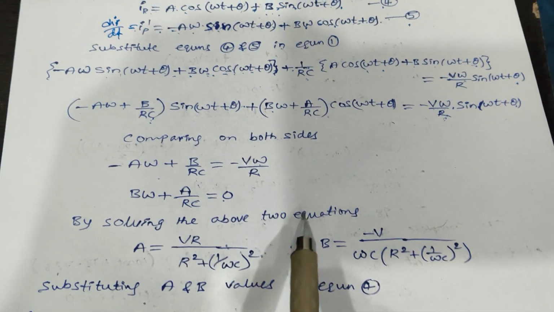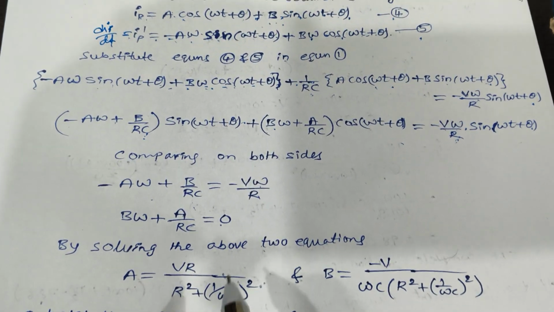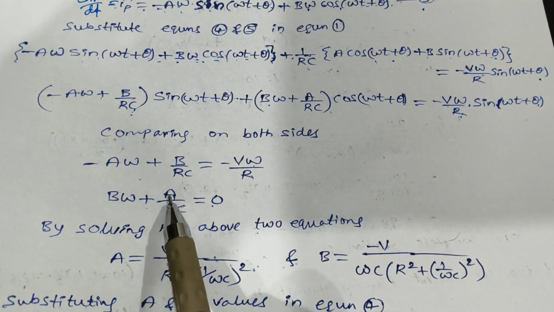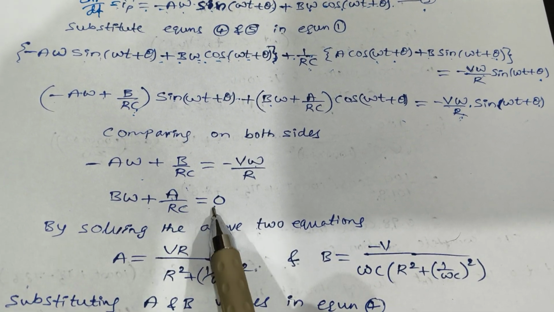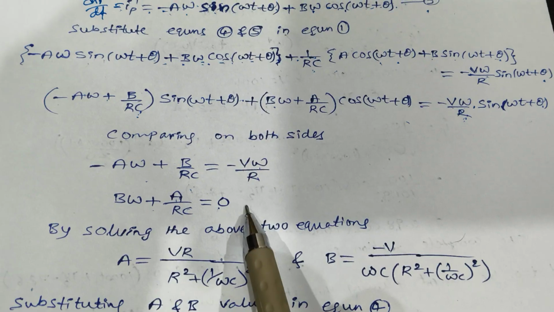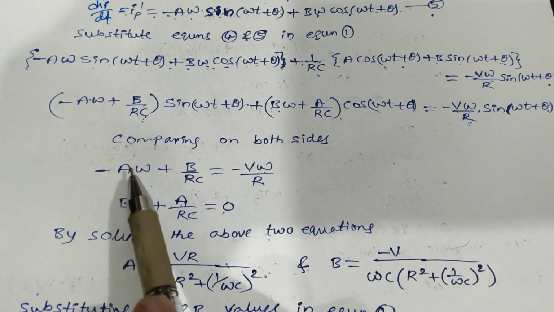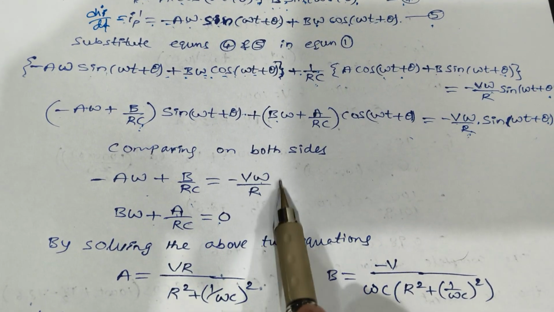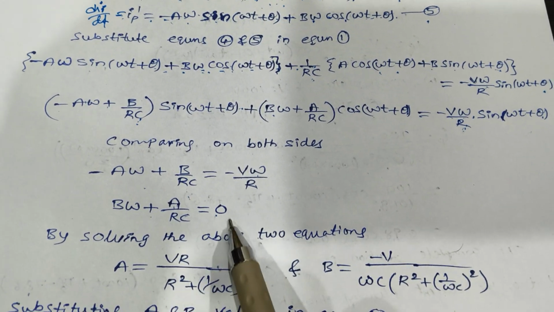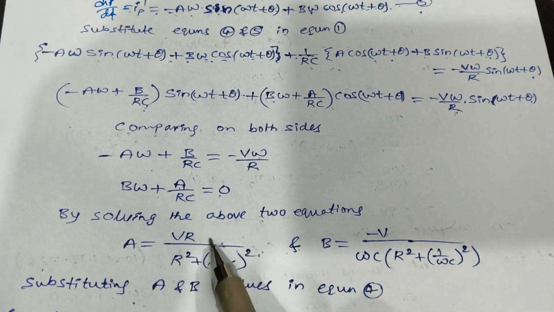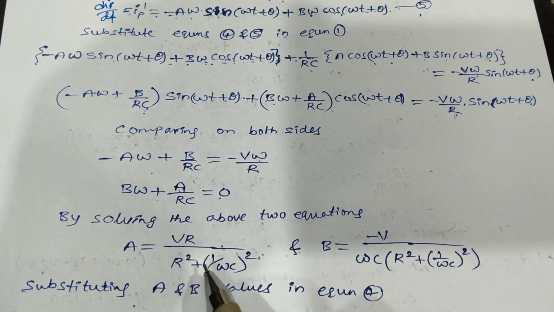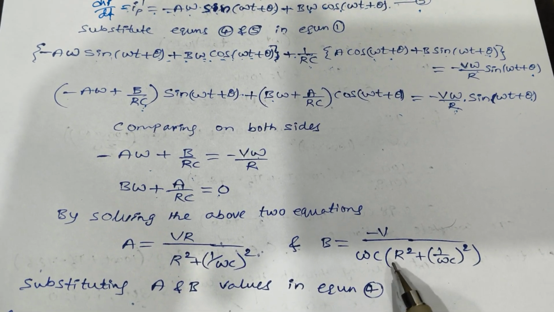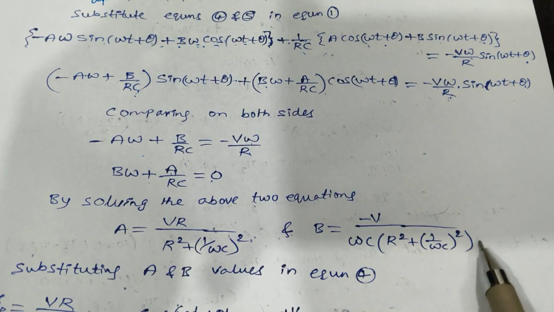By solving this above equation, like in the previous derivation, like in the series RL circuit we have seen, you can simply do that. You can get this A in terms of B by taking this B omega on the right side. The A value you can substitute in this equation to have only B as the unknown coefficient. You will get the B, and the obtained B you can substitute in that A equation, so that you will get the A as VR by R square plus 1 by omega C square, and B is equal to minus V by omega C into R square plus 1 by omega C square.